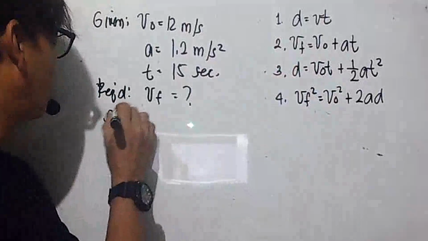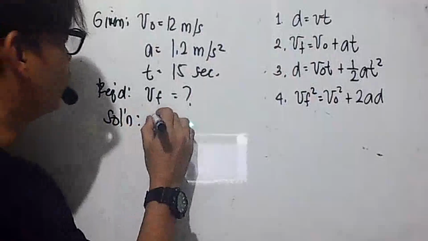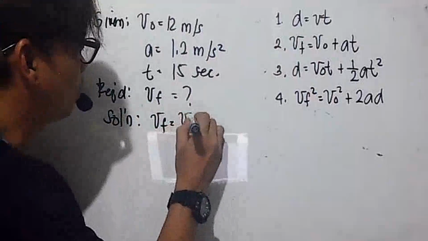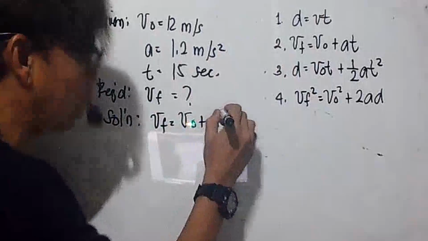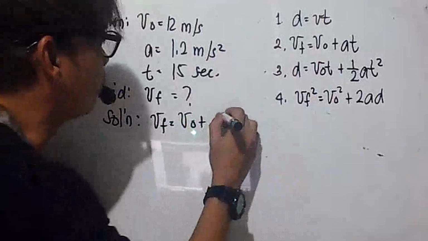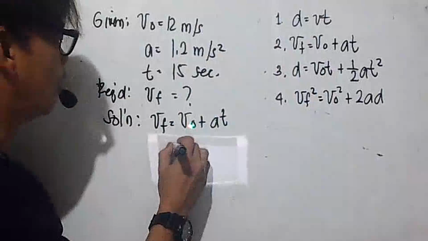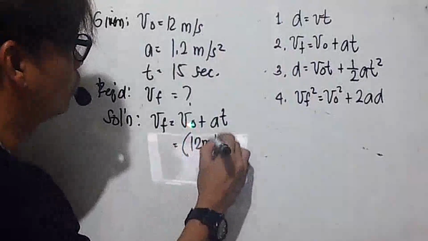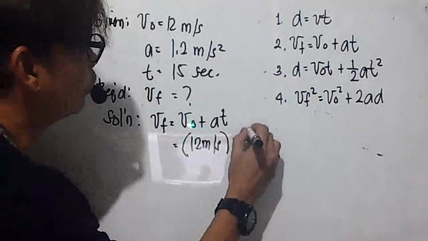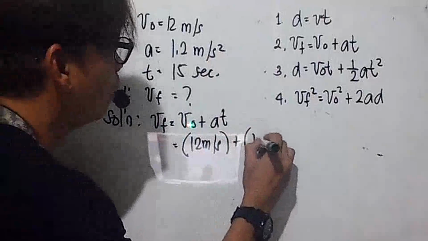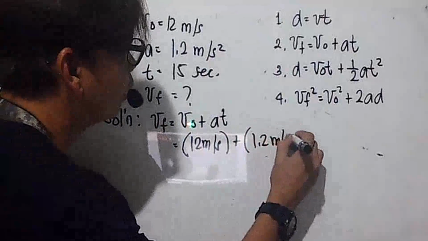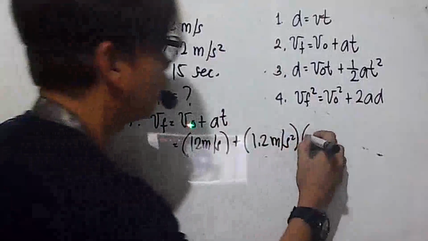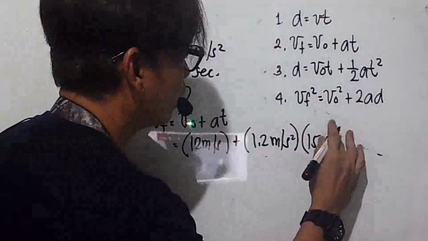Okay, so your solution now is your VF or final velocity is equal to your VO plus your acceleration multiplied by your time. So let's substitute the values. Your VO here is 12 meters per second, and then plus your acceleration now is 1.2 meters per second squared, then multiplied by your time, which is 15 seconds. Okay, S na lang.